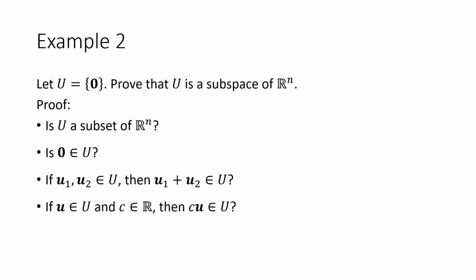All right, let's do another example. So this time our set U is just a very simple set. It's only got the 0 vector in it. So it's got a single vector that happens to just be the 0 vector. And we want to prove that U is a subspace of Rn.